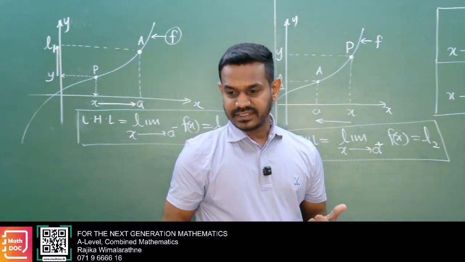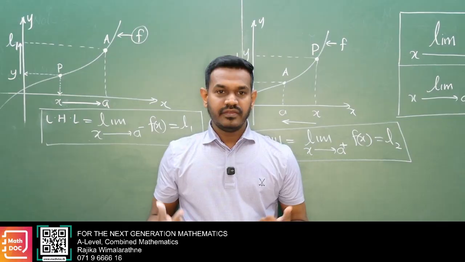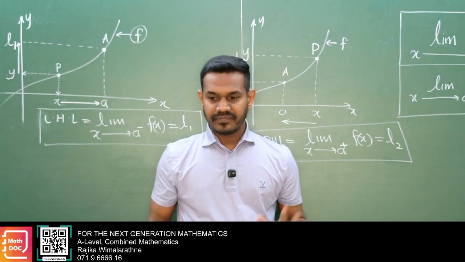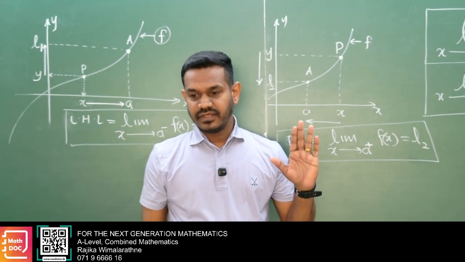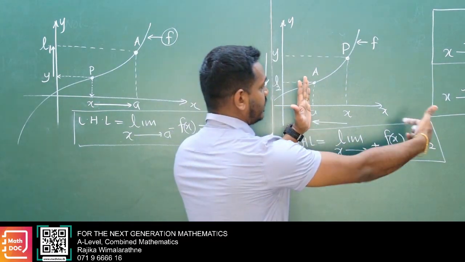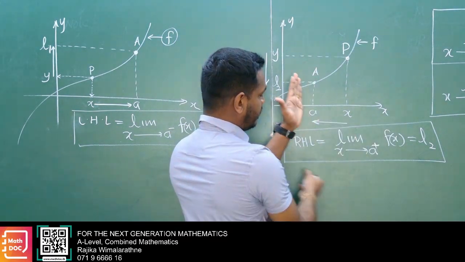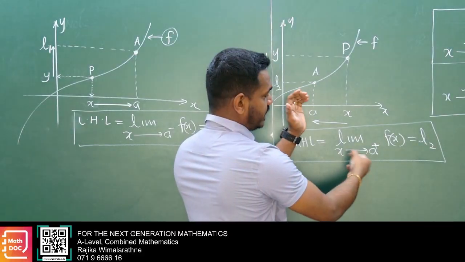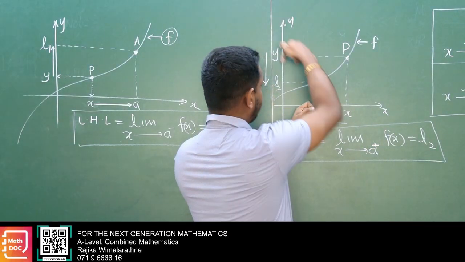If both of them are same, we say the function exists a limit. Okay. Here, anyway, identify the variation from the right hand side. We call it right hand limit. Then we put x a plus, and the value goes to L2.